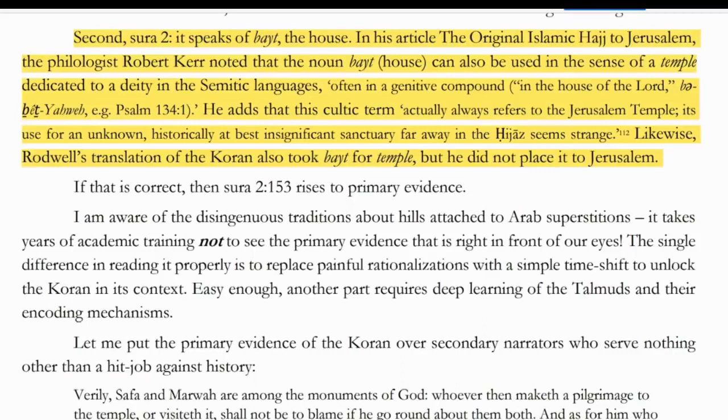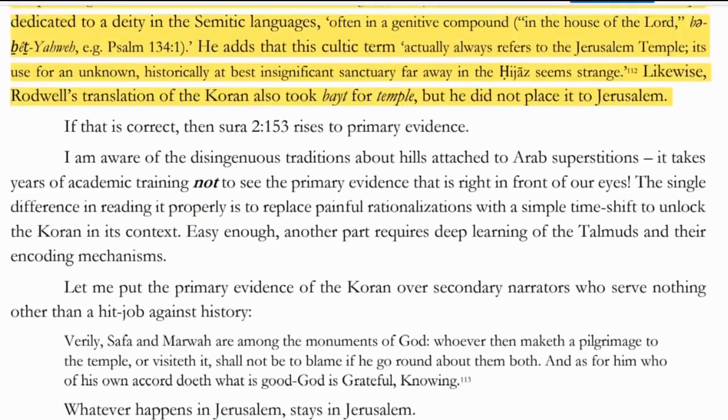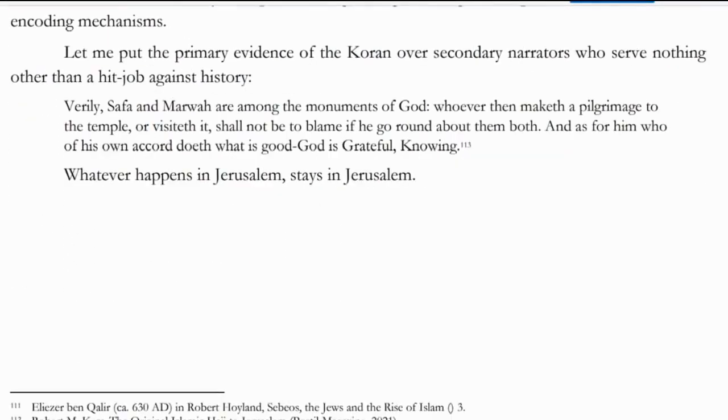The single difference in reading it properly is to replace painful rationalizations with a simple time shift to unlock the Quran in its context. Easy enough. Another part requires deep learning of the Talmuds and their encoding mechanisms. Okay, so here it is. Let me put the primary evidence of the Quran over secondary narrators who serve nothing other than a hit job against history.